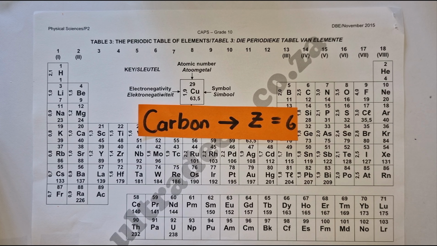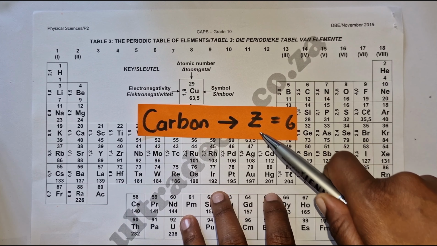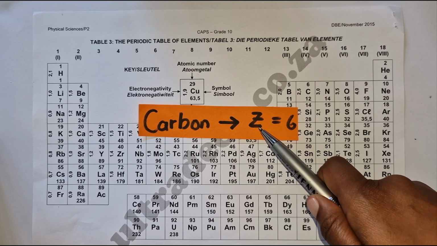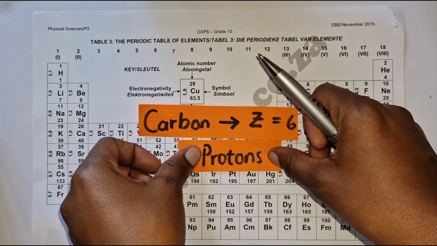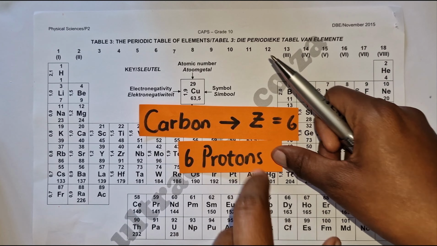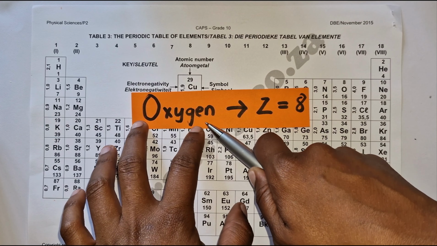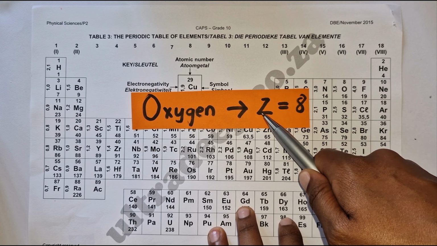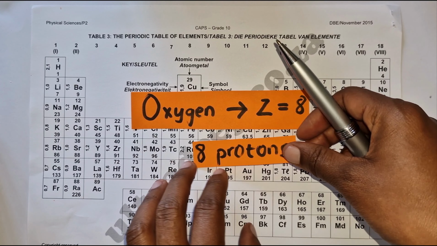Let's say then I gave you a carbon atom and I said the atomic number Z of that carbon atom is 6, and I asked you to tell me how many protons a carbon atom has. From what we've learned, we would know that it actually has 6 protons. Last, we can look at an oxygen atom, and I said this oxygen atom has an atomic number Z of 8. How many protons does it have in its nucleus?